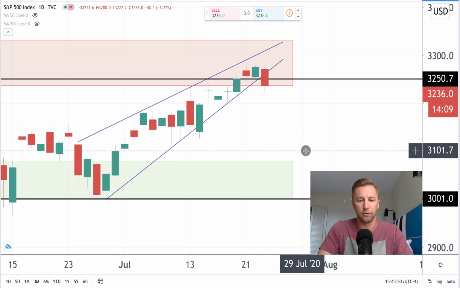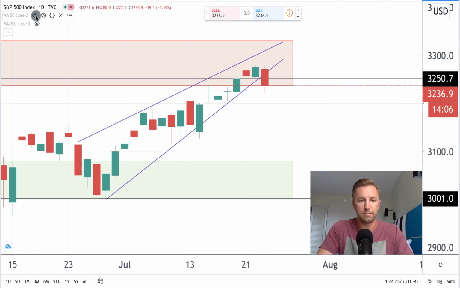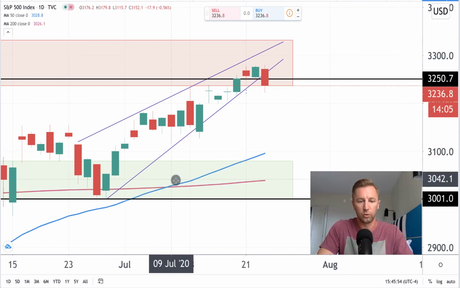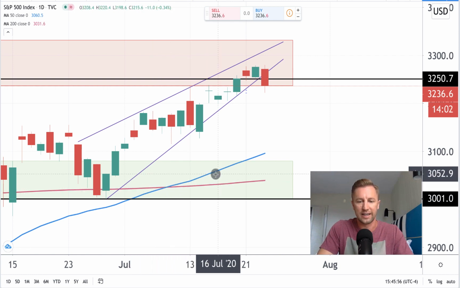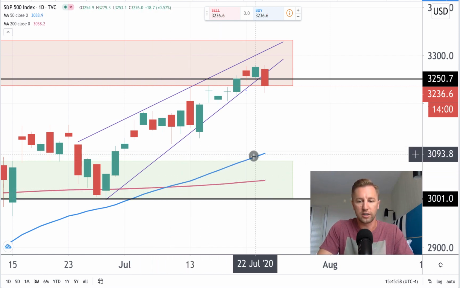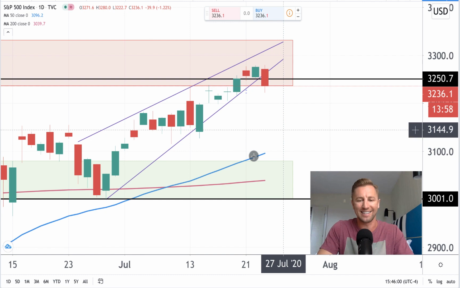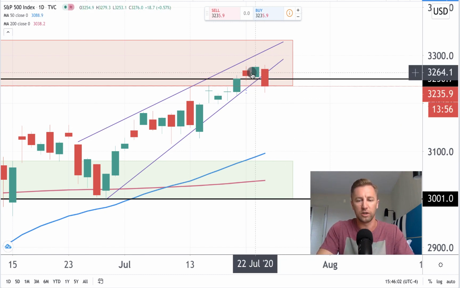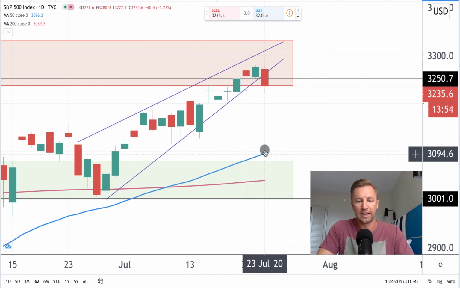If I throw on the 50 period moving average and the 200, we talked about that golden cross previously. Now the 50 period moving average is continuing to slope up and up as the days go by, especially when the price action is this far above it. I do believe that if we get a pullback to the 50 period moving average, that is going to act as a significant area of support as well.